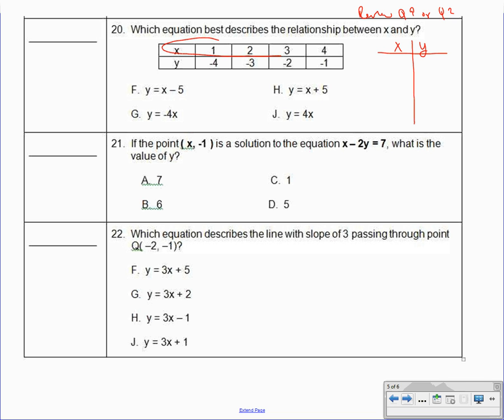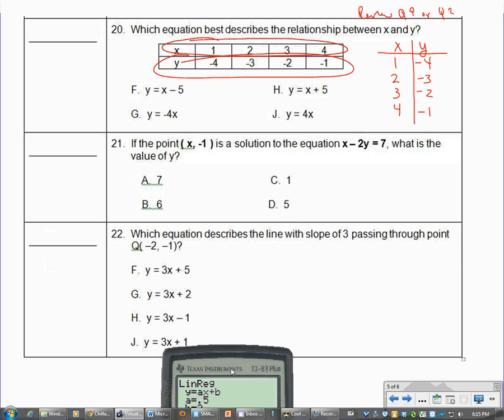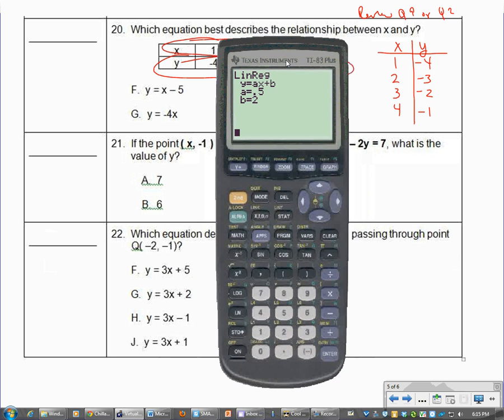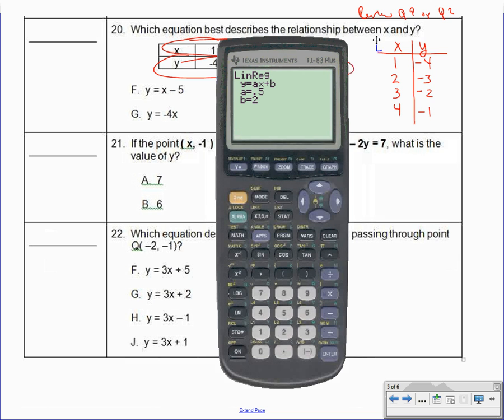So our x's are going to be 1, 2, 3, 4. Our y's that are given are -4, -3, -2, -1. And we'll use our calculator again and our stat button. Our x coordinates go in L1, y coordinates go in L2. So start off with stat.